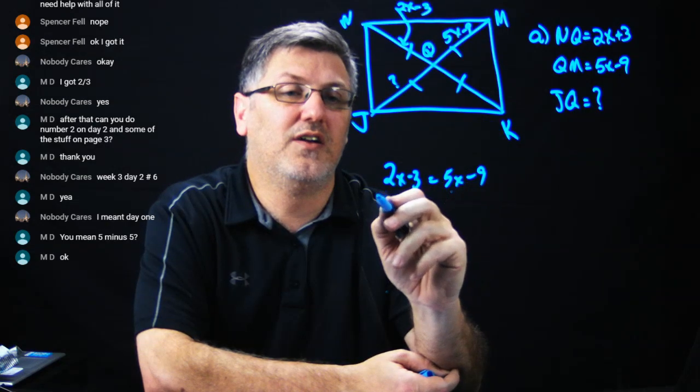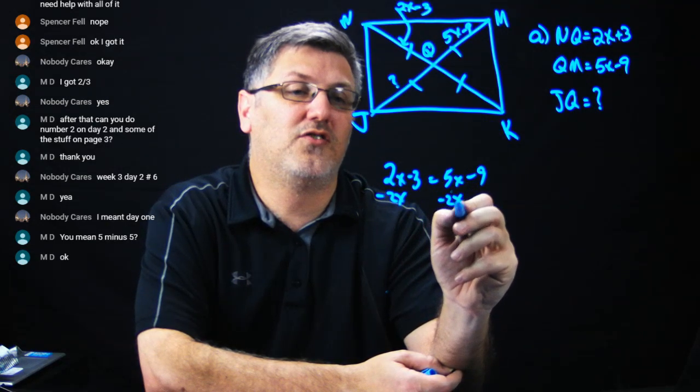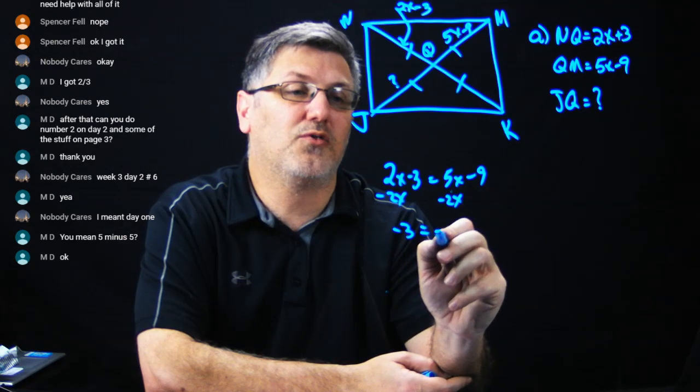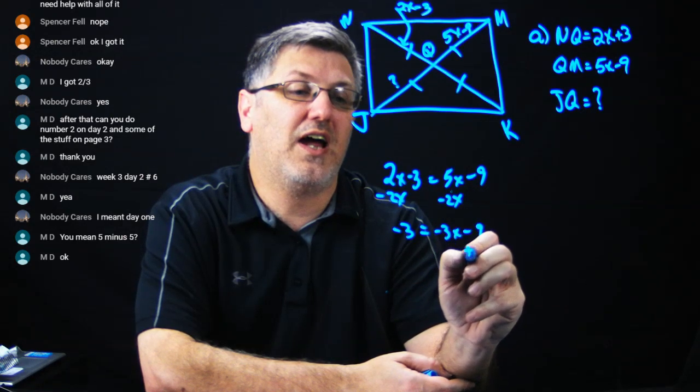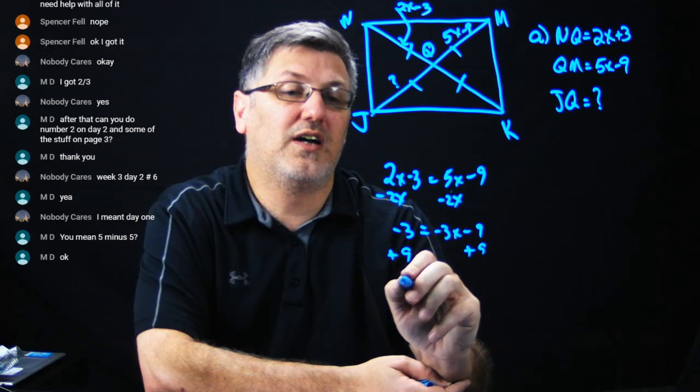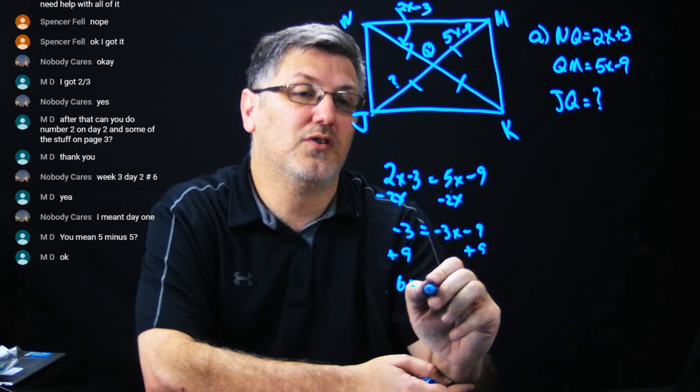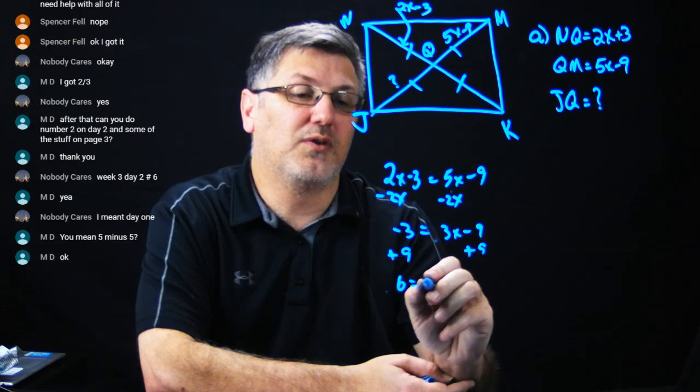I can subtract 2x from both sides. I get negative 3 equals 3x minus 9. Add 9 to both sides. I get 6 equals 3x.